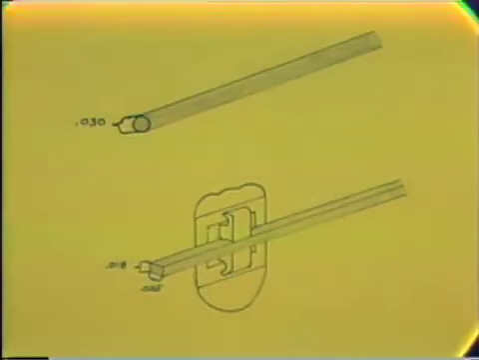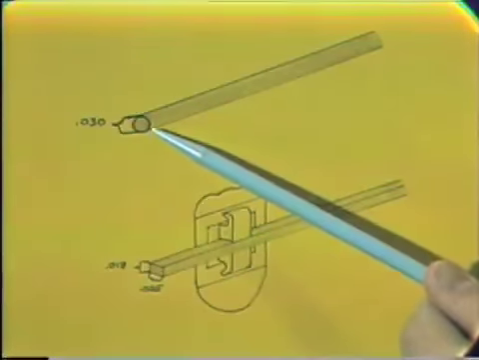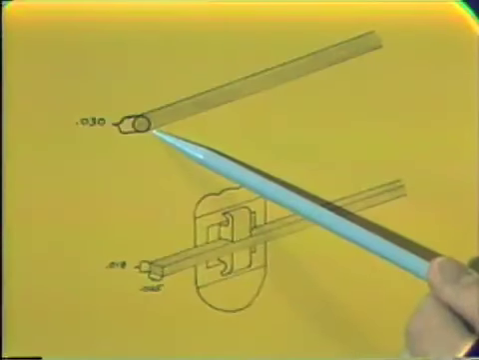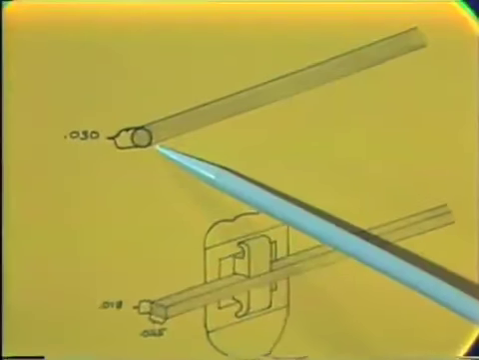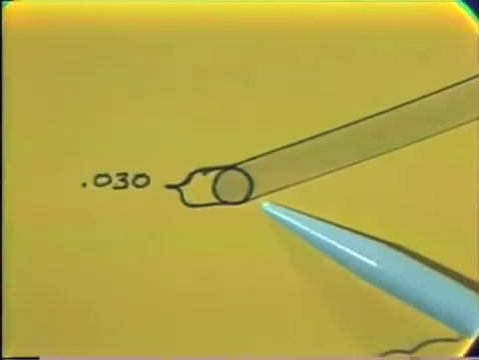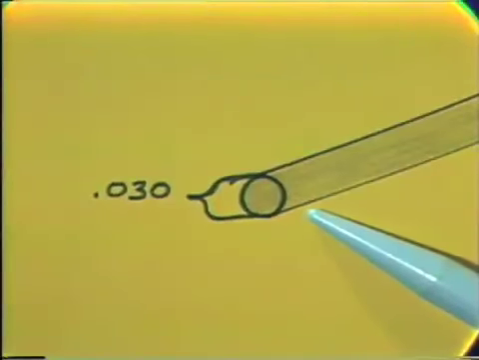Wires used in orthodontics are round in cross-sectional shape most often. Now, round wires are identified by their cross-sectional diameter as expressed in inches. As an example here, 0.030 inches is the diameter of this round wire, or 30 thousandths of an inch in diameter.